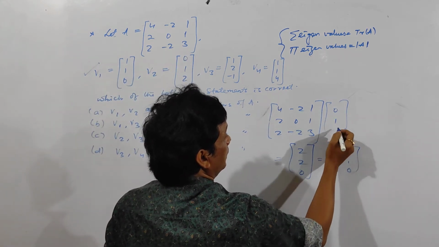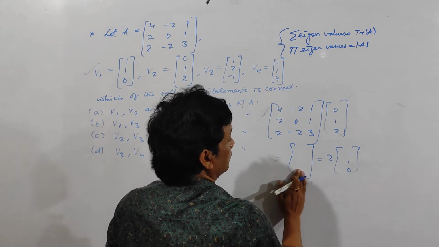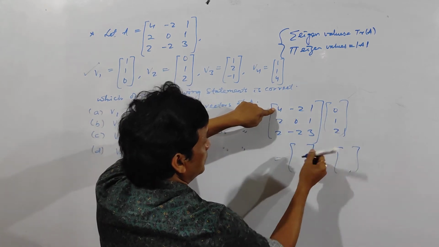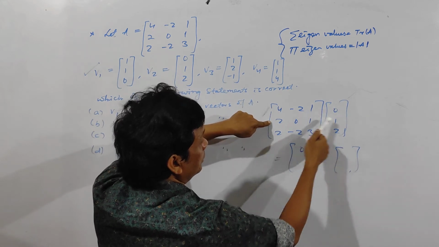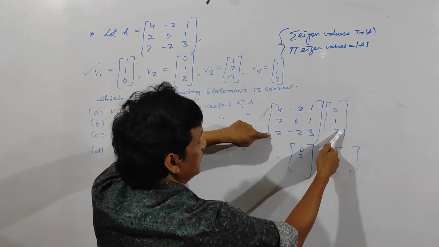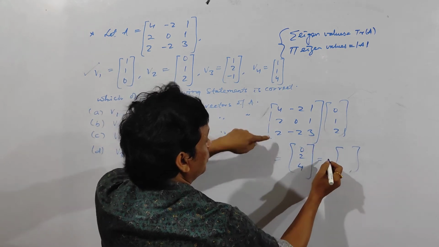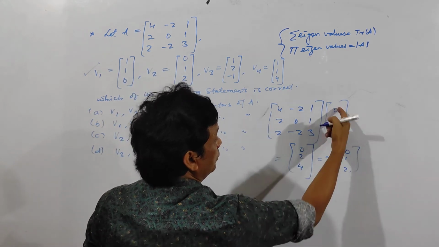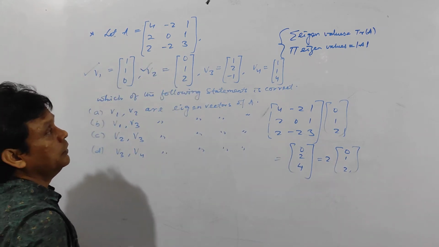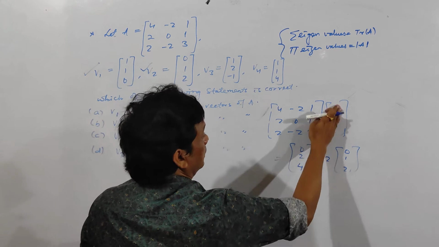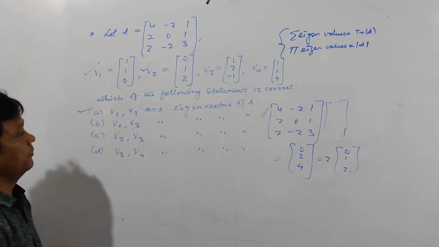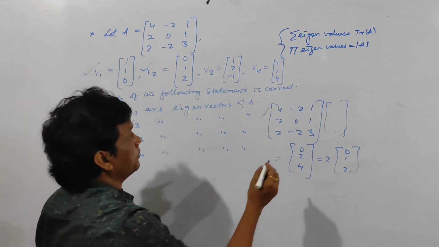Then test for 0, 1, 2. Clear? Let us check it: 0 minus 2 plus 2 is 0. Then 0, this is 0, this is 2. Then 0, this is minus 2 plus 6, 6 minus 2, it is 4. So take 2 common. 0, 1, 2. So this is also an eigenvector. Clear? But answer 1 is correct because V1, V2 are eigenvectors. Clear? So let us check for 1, 2, minus 1.